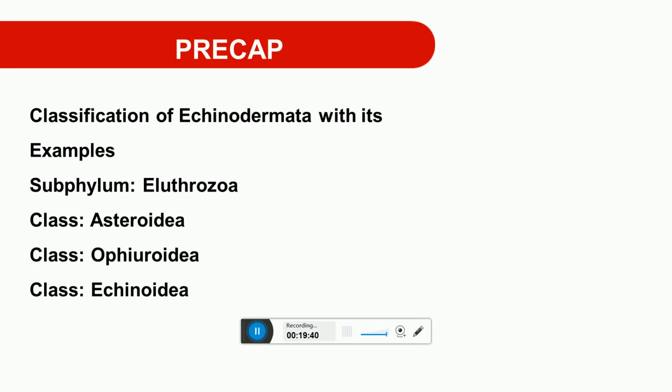Now, in the next session we will discuss the classification of phylum Echinodermata, including subphylum Eleutherozoa, which is divided into 4 classes. Of these, we will discuss the first 3 classes in the next lecture: class Asteroidea, then Ophiuroidea and Echinoidea.